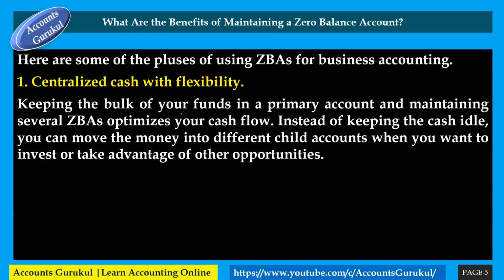So, centralize cash with flexibility. Keeping the bulk of your funds in a primary account and maintaining several zero balance accounts optimizes your cash flow. Instead of keeping the cash idle, you can move the money into different child accounts when you want to invest or take advantage of other opportunities. So that's a great benefit, knowing you have centralized cash with flexibility. All the cash is going to be available in the primary account, and when it's there, you are able to monitor the cash flow and take decisions about what fund is available.